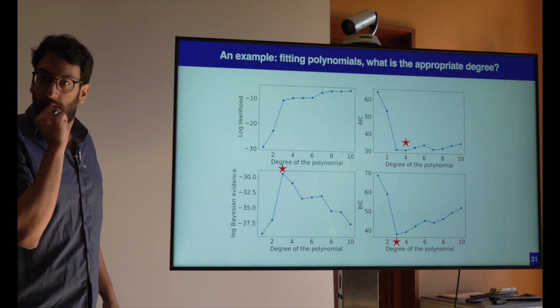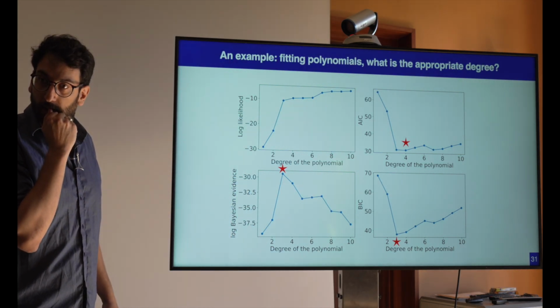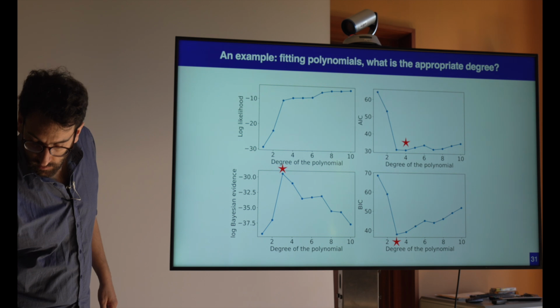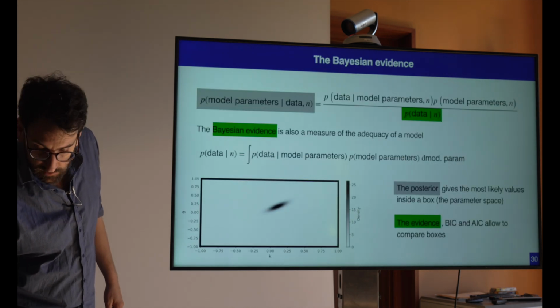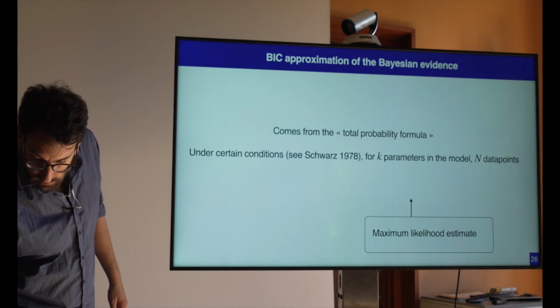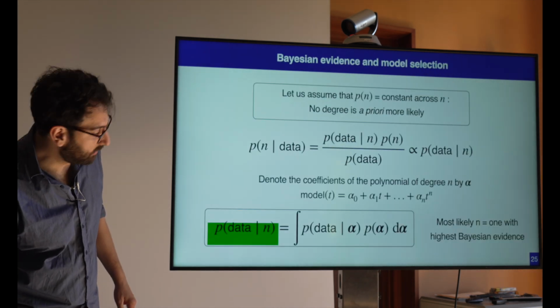Say again, what is the log Bayesian evidence? What's the definition? The Bayesian evidence is, so it's this.